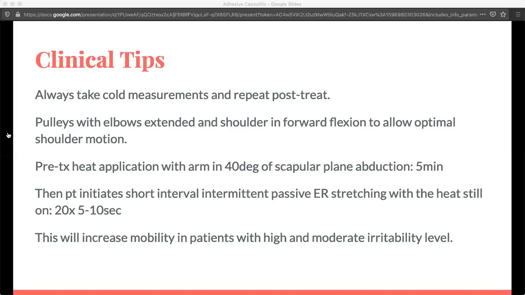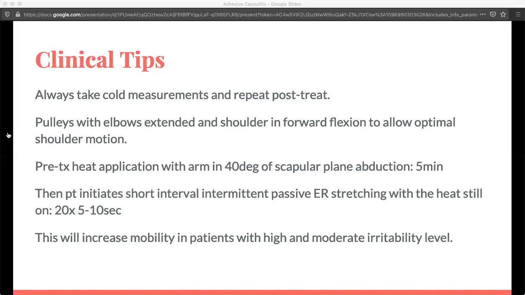So you will see a big change, a big boost for the patient to be home exercise compliant. So keep doing their home exercises. If you show them that their shoulder is getting better, they are more likely to have that buy-in and will trust you for the exercise program and for anything that you tell them for that matter. So cold measurements and then repeat post-test.